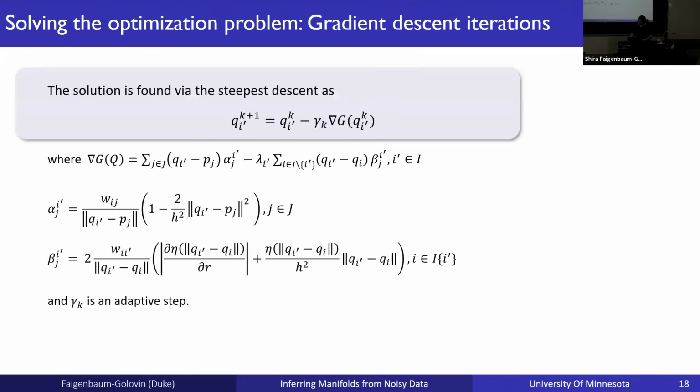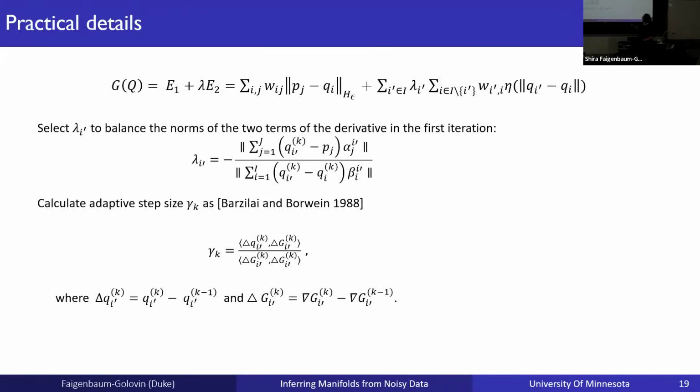So if we look at the two terms here, we are looking at the norm of the first term and the second term, and we are choosing lambda_i in the first iteration that will guarantee that we are on the same scale in both of the terms, staying close to the manifold and spreading out.